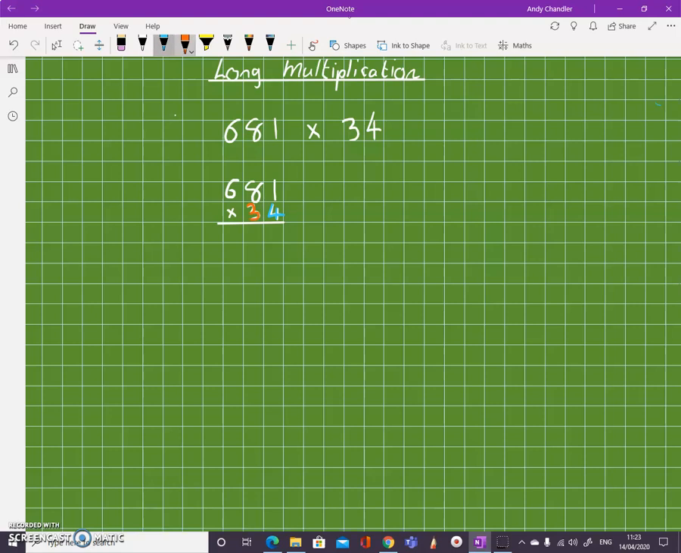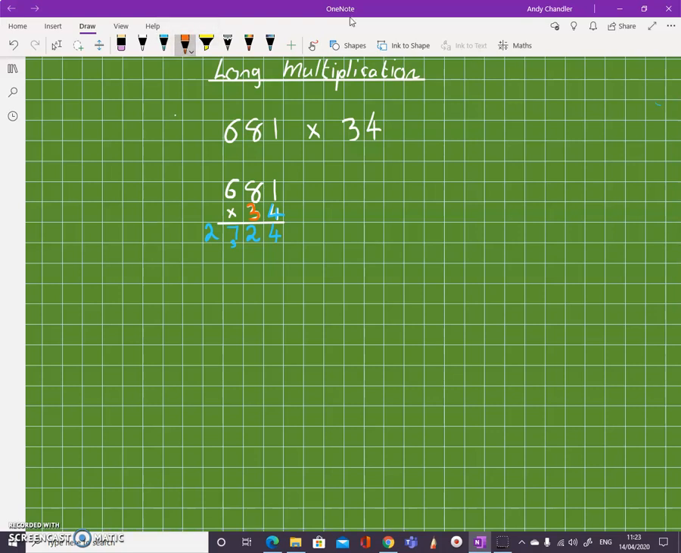So starting with the units, working right to left, 4 times 1, 4. 4 times 8 is 32, so I'll put down my 2, carry my 3. 4 times 6 is 24, plus the 3 that I carried is 27. So now I have an answer. 681 multiplied by 4 is 2,724.